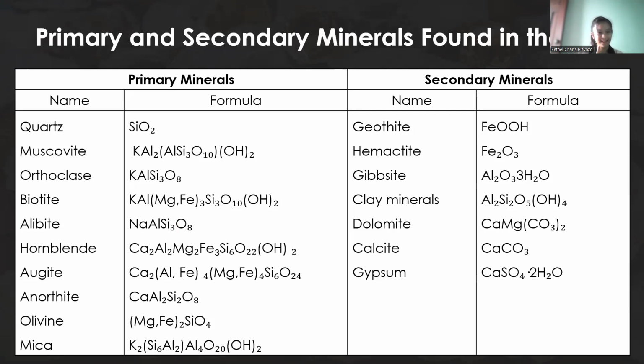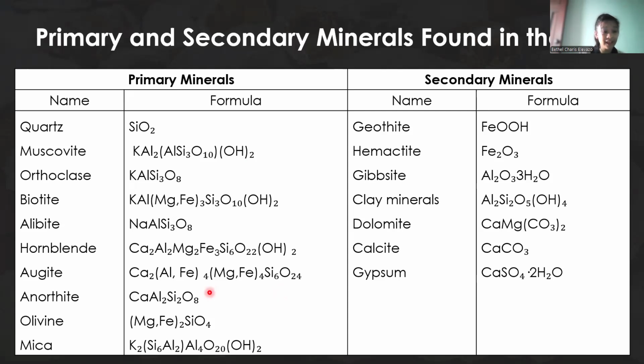Hornblende. Ang haba ng kanyang chemical formula. Nandyan si calcium, aluminum, magnesium, iron, silicon, oxygen, and other hydroxyl groups. So it is a part of amphibole, okay, na nabanggit natin kanina, and it is rich in both ferromagnesian elements and silica. Okay? Next is si augite. Meron din siyang calcium, aluminum, iron, magnesium, silicon, and oxygen. Okay, si augite naman, it is a pyroxene mineral na na-form from basalt and other igneous rocks.